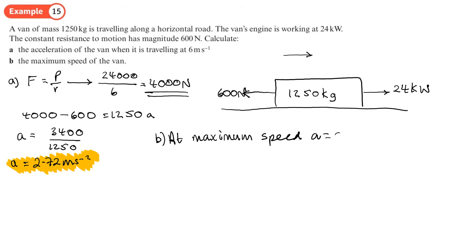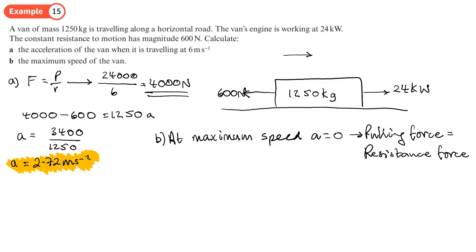A equals 0. Now what does that mean? That means that the pulling force and the resistive forces will be balanced if it's travelling at the maximum speed. So the resultant force basically will be 0.